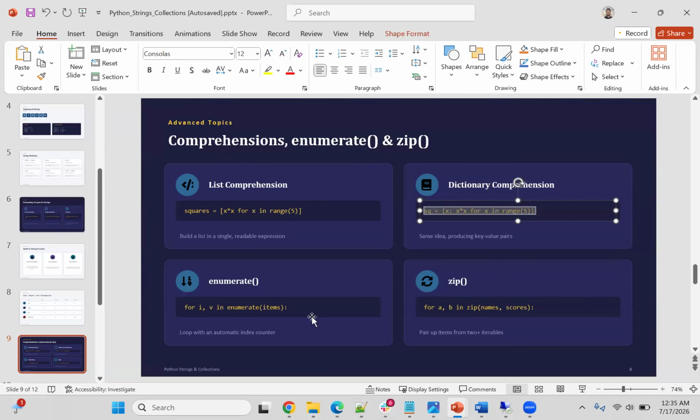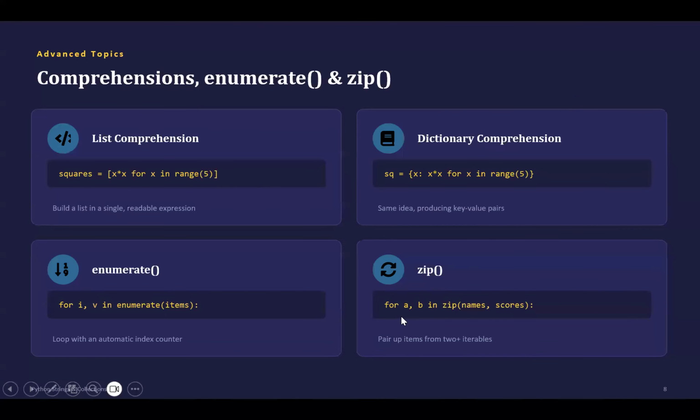Then enumerate. What is the use of enumerate? I think enumerate is for the index number, not the address where it's stored. Correct, the index and the value. I for the index, V for the value. And then zip. Zip is a good one.